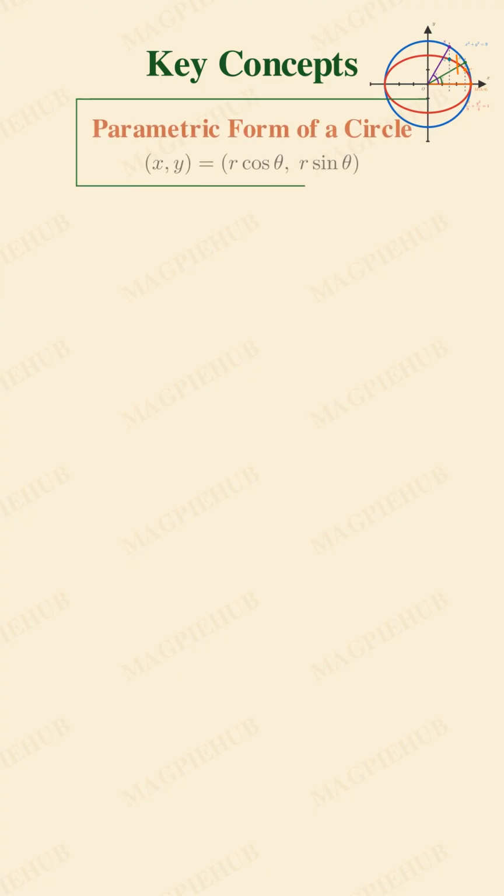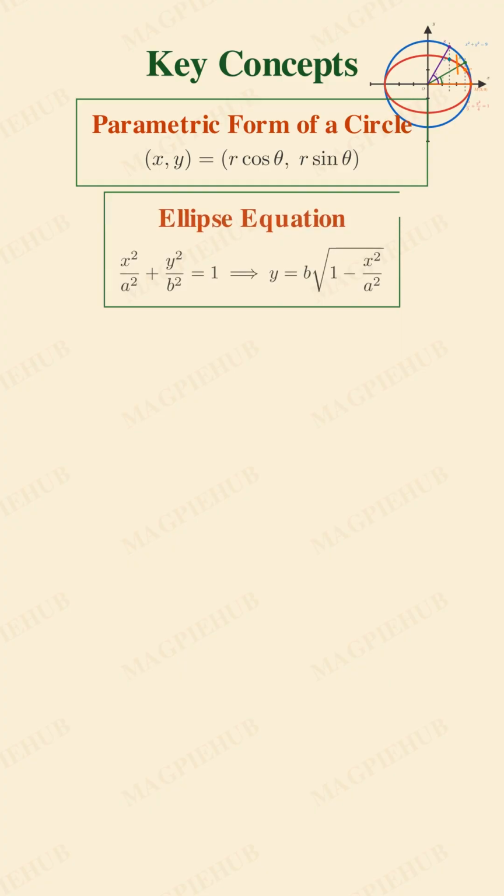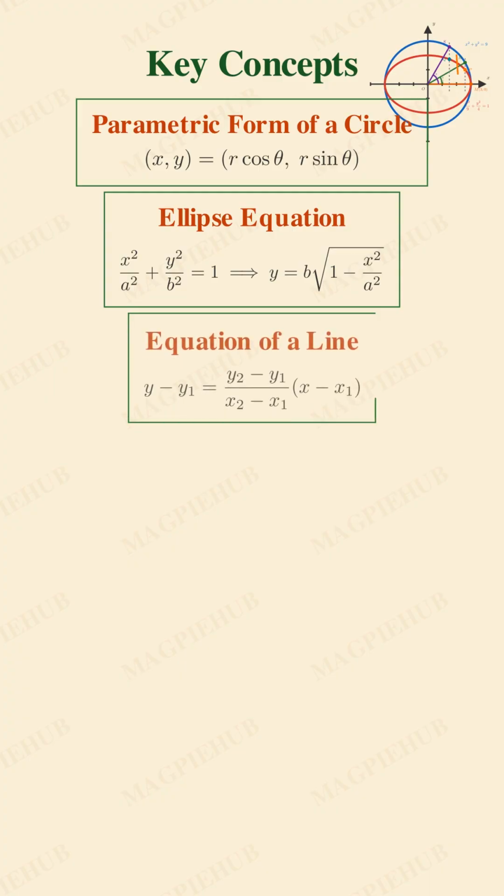Before solving, let us recall the key concepts. First, a point on a circle of radius r at angle theta is given by (r cos theta, r sin theta). Second, for the ellipse x squared over a squared plus y squared over b squared equals 1, we can find y from x using the standard equation. Third, the equation of a line through two points uses the standard two-point slope formula.